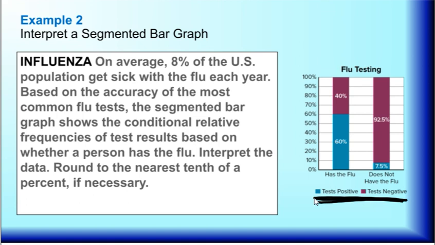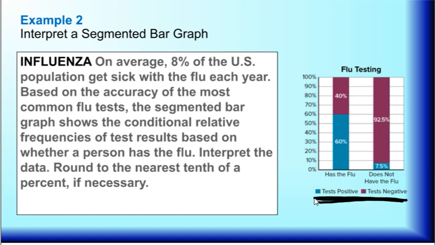On average, 8% of the US population gets sick with the flu each year. Based on the accuracy of the most common flu tests, the segmented bar graph shows the conditional relative frequencies of test results based on whether a person has the flu. Interpret the data, round to the nearest tenth of a percent if necessary.